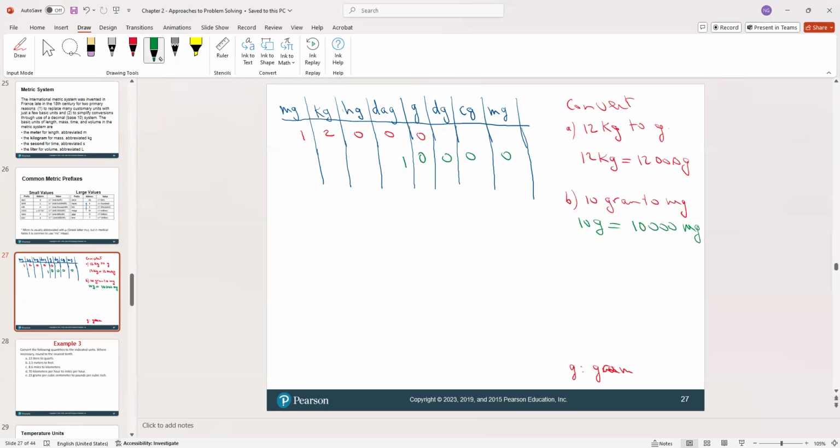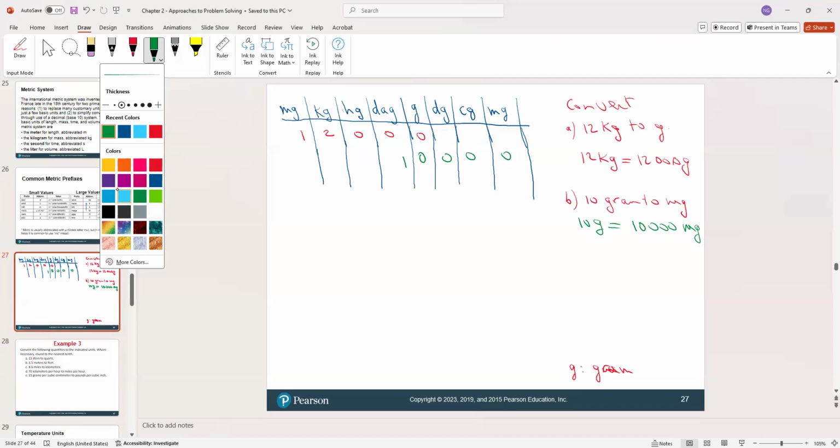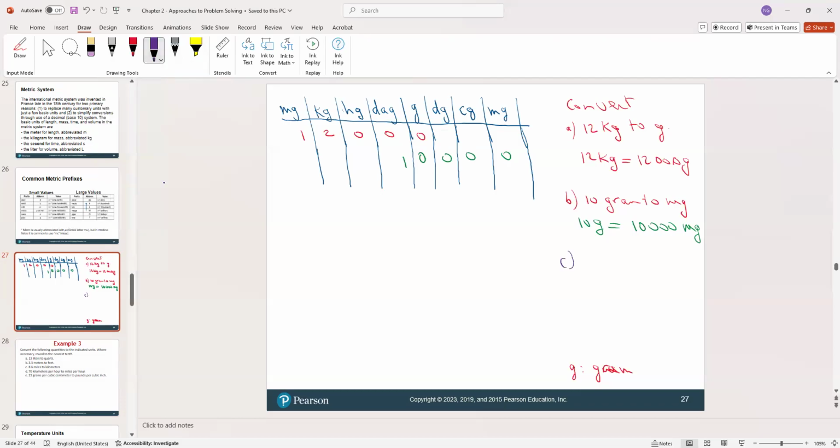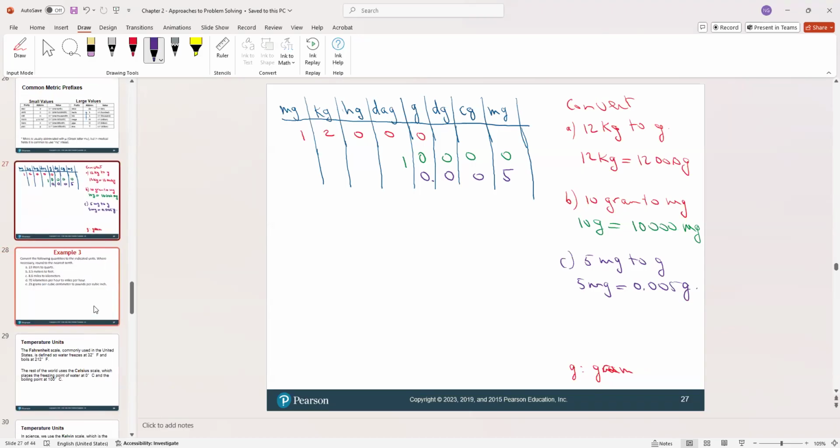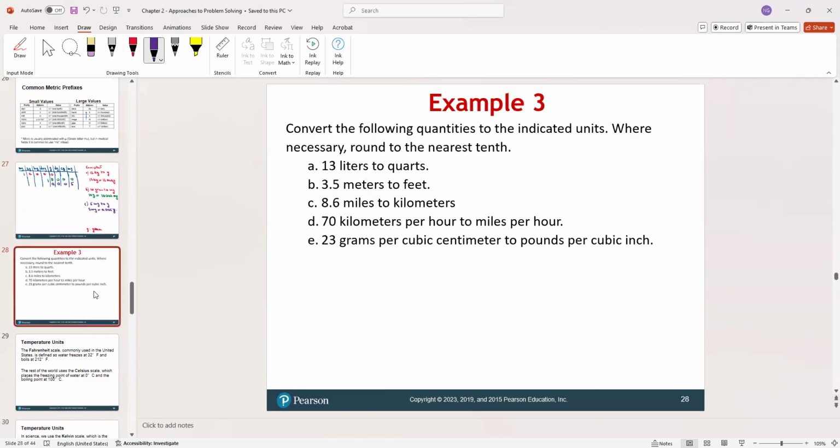So we can do it the other way around. For example, let's convert 5 milligram to gram. You put the 5 here, you go backwards. This is it. So you put a decimal point. So 5 milligram equals 0.005 gram. So when you have those tables, it makes it much easier for you to convert. I know it's going to take us a long time to do it, but how about here?